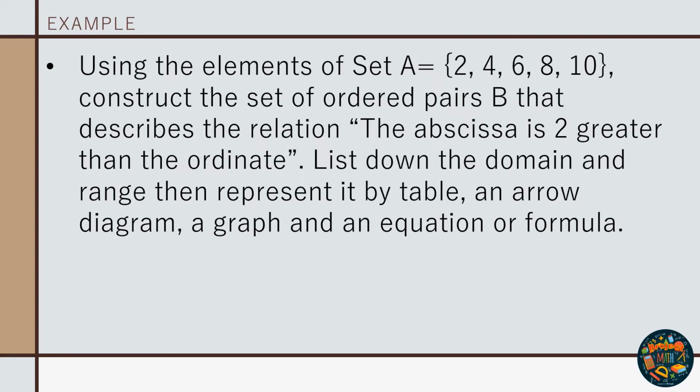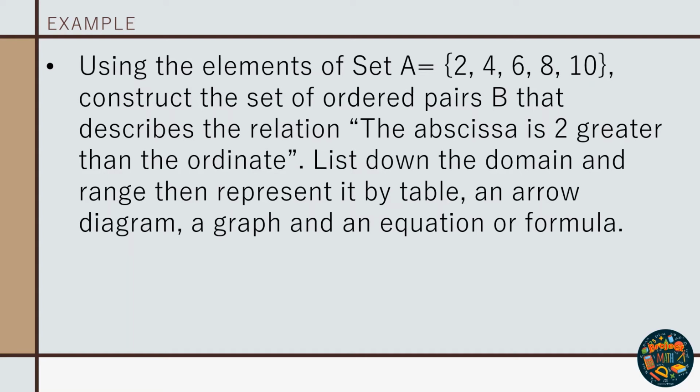Okay, so let's now represent a relation in different manners. We have using set of ordered pairs, table, arrow or mapping diagram, graph, and rule or equation. So let's have our first example. Using the elements of set A, 2, 4, 6, 8, 10, construct the set of ordered pairs B that describes the relation. The abscissa is 2 greater than the ordinate.